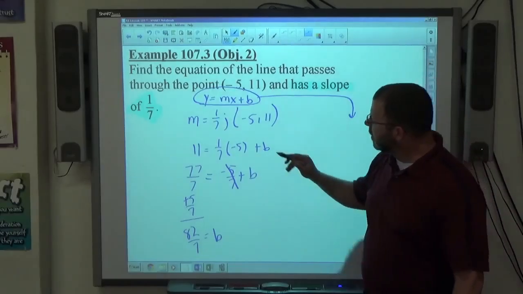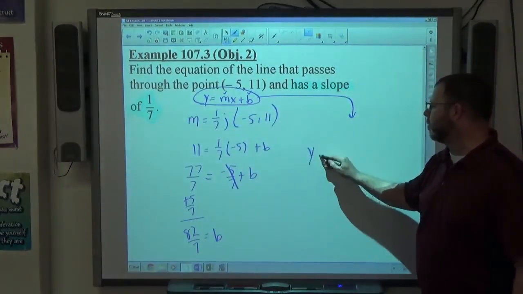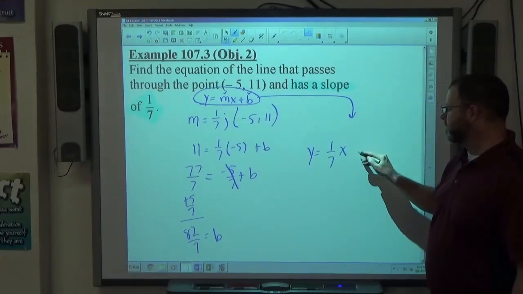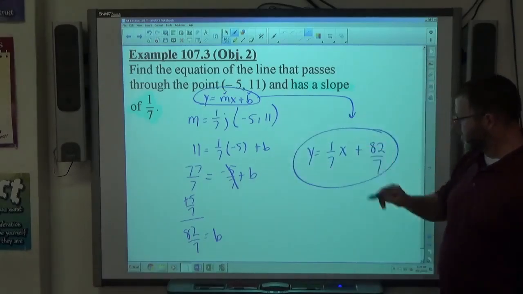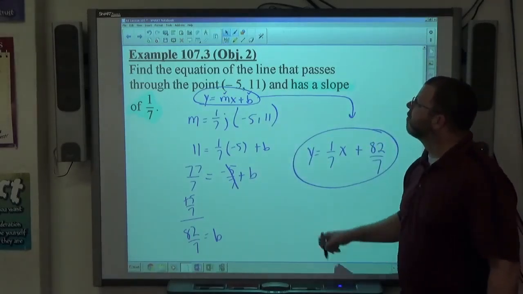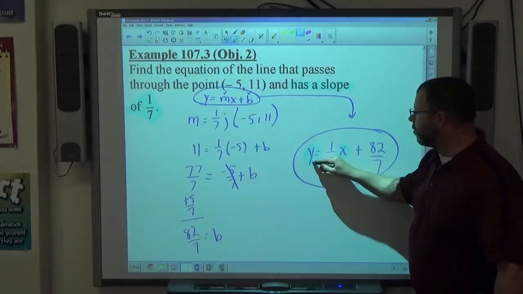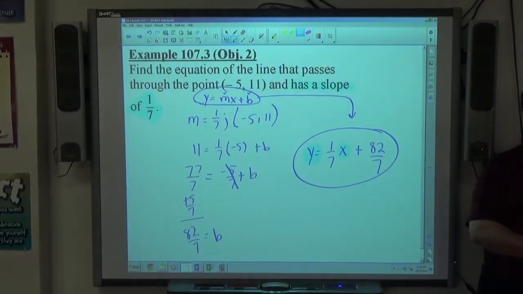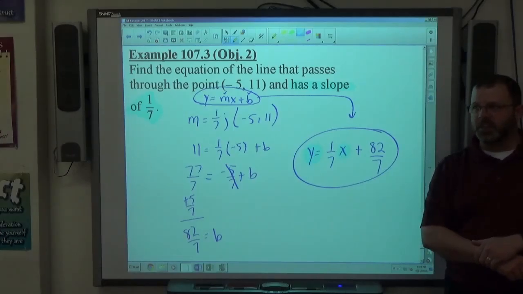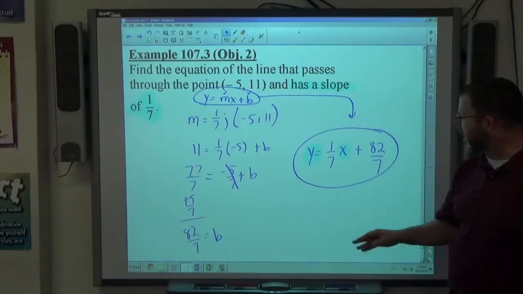So my equation, replacing m and b with their specific known values, y is equal to 1/7 x plus 82 sevenths. And just like I mentioned on Friday when I was teaching this, I mention it again today, do not forget the y equals or the x. They're both required to be part of the equation. If you don't put the y equals, it's not an equation. If you don't put the x, it's a horizontal line instead of a slanted line. It's not the right answer, so if you leave the letter off, you're not going to be right. So be careful that you don't forget that.